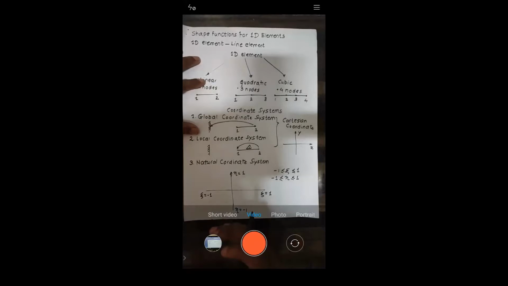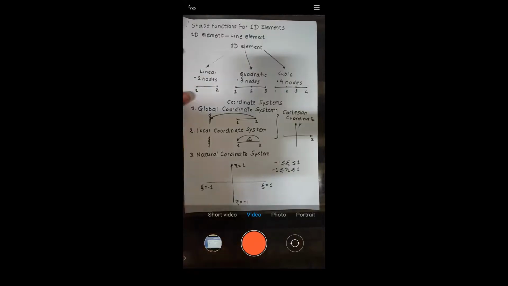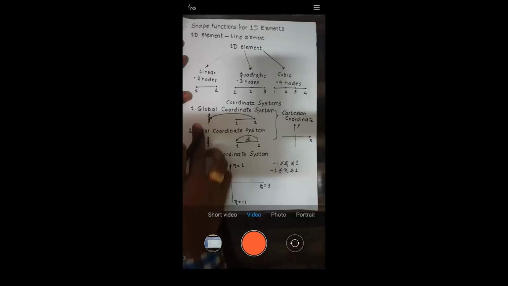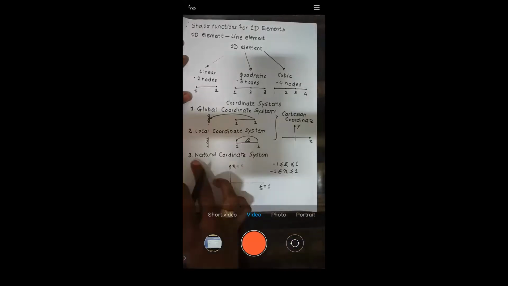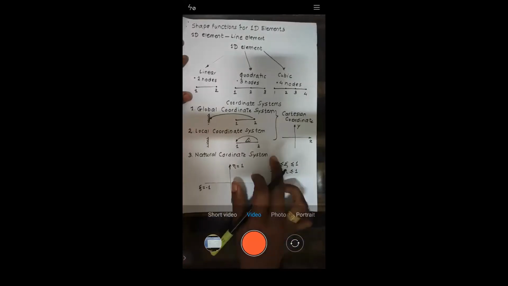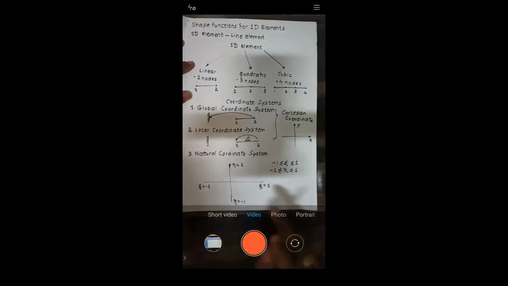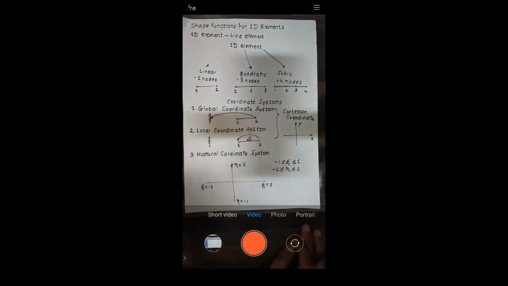But for now, understand that we have three sorts of coordinate systems: global, local, and natural. Global and local are related to the Cartesian coordinate. If you talk about the natural coordinate, you replace x by zeta and y by neta, where zeta and neta range between -1 to 1. Is it okay? Is it okay to each of you?